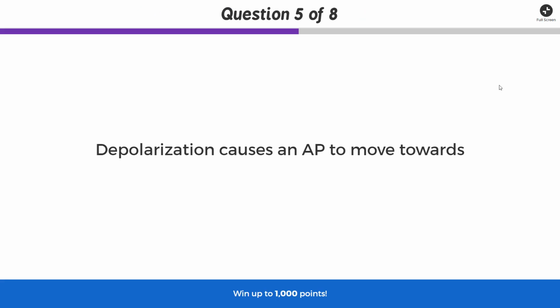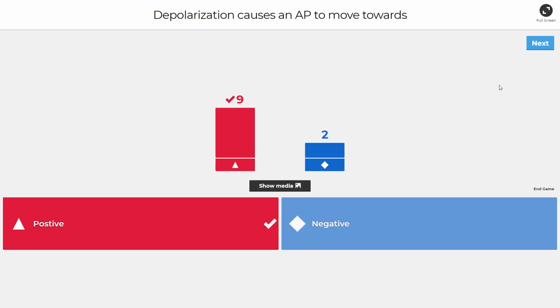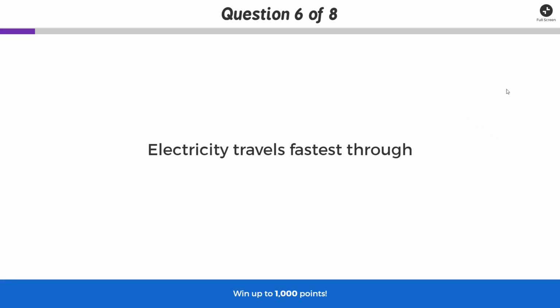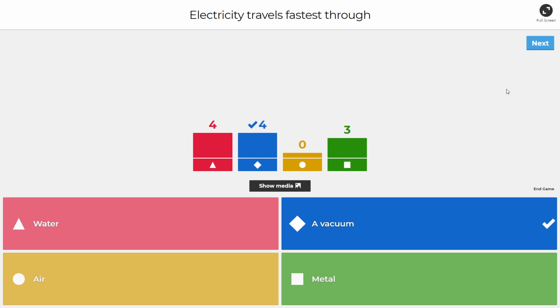Depolarization causes an action potential to move towards positive values, right? A depolarization is going up in that action potential spike. And Kai took the lead back. Electricity travels fastest through a vacuum. It travels fastest through a vacuum, then through a gas, then through a liquid, then through a solid.